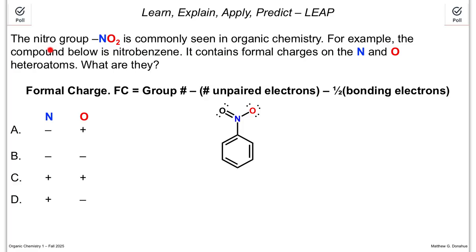So I said we didn't see all of the nitrogen-containing functional groups before. This is another one called nitro. So that's NO2, and it's represented here. So the blue nitrogen, the red oxygen. What charges should go on each?